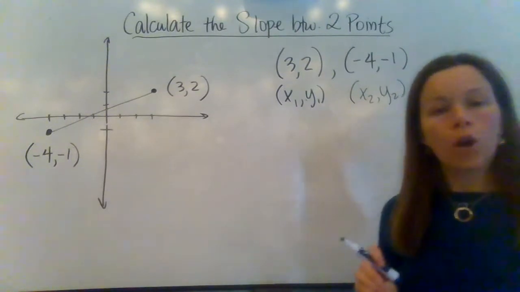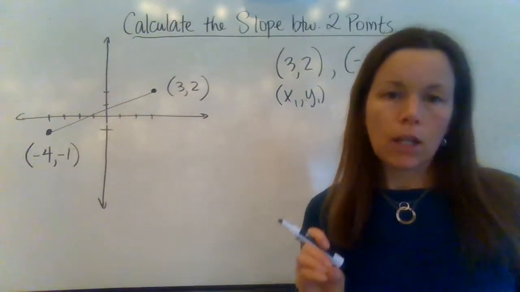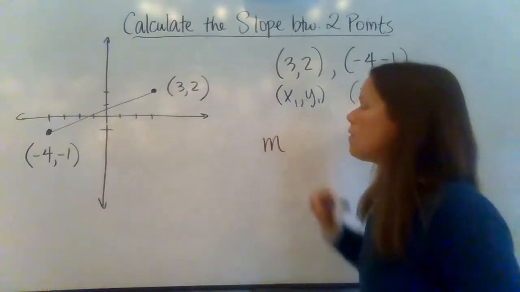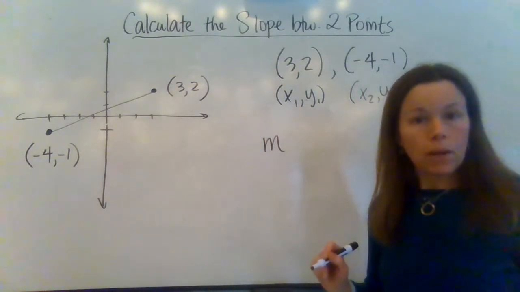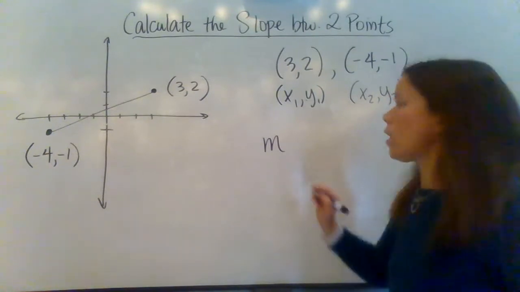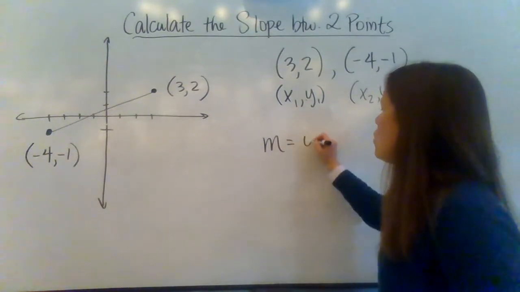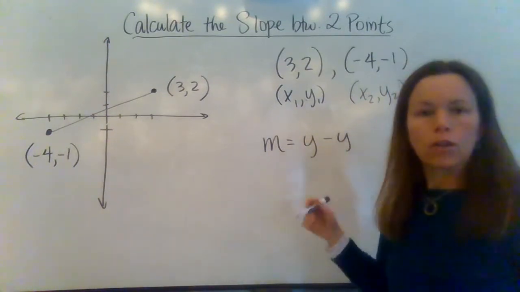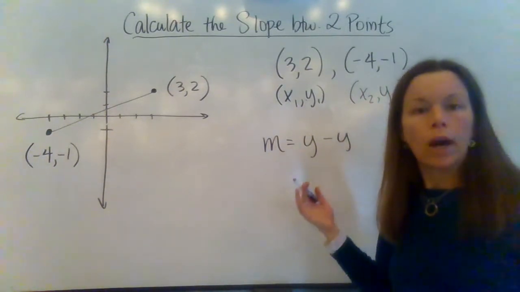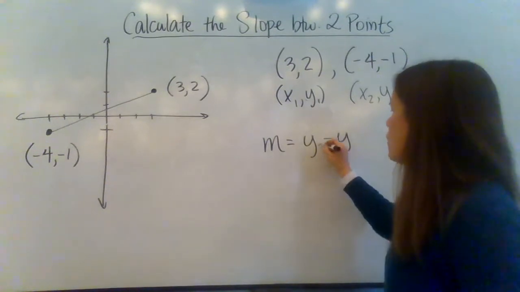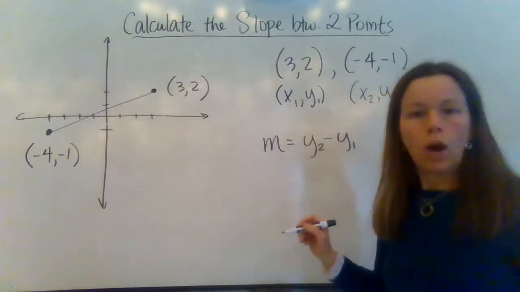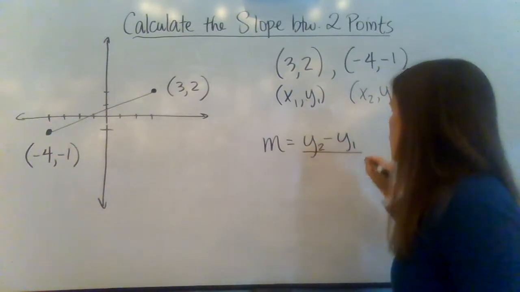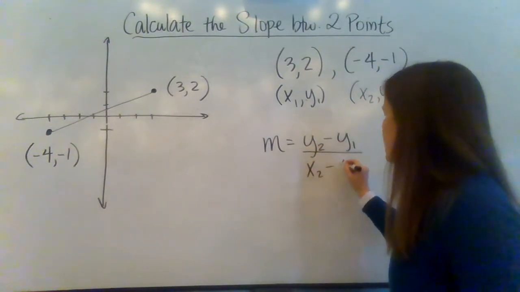And then there is a formula for the slope between any 2 points. And the formula is this. The funny thing is that mathematicians call slope m. I don't know why, but we do. We call it m. So m equals y minus y. It does not matter. It could be y1 minus y2, y2 minus y1. You'll often see it y2 minus y1 in math textbooks, over x2 minus x1.